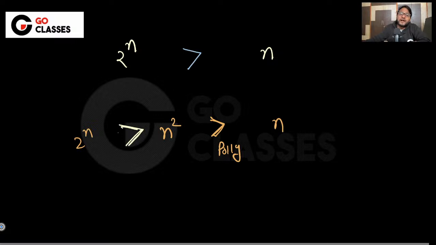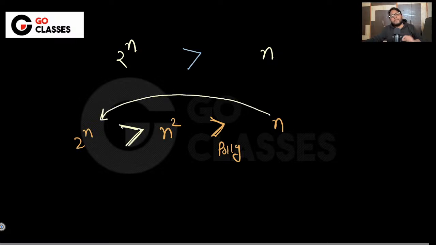See, this is n, this is n square, this is 2 power n. As we know, this is at least polynomially greater. This is polynomially greater, right? And anyway, this is asymptotically or polynomially, doesn't matter. It is anyway greater. So by transitivity, you can say this is polynomially greater.